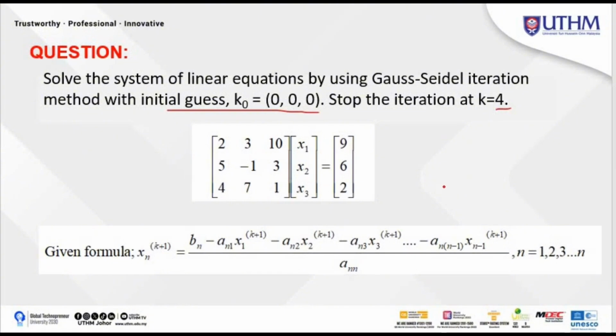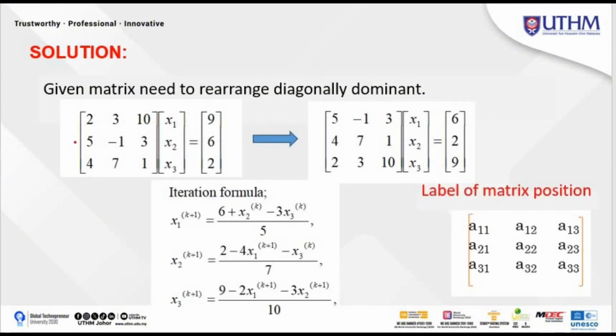Okay, for the first thing, you need to check the matrix. Is it arranged in diagonally dominant or not? Okay, try to look at the next slide. If you look at here, the first thing you need to do is rearrange it to be diagonally dominant. First, if you look at the first row, 2 is not more than 13. So this is not arranged yet in diagonally dominant.